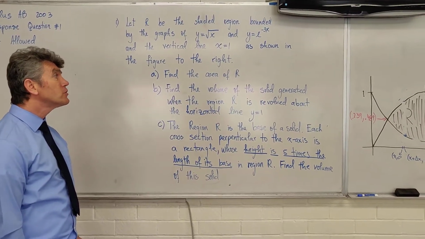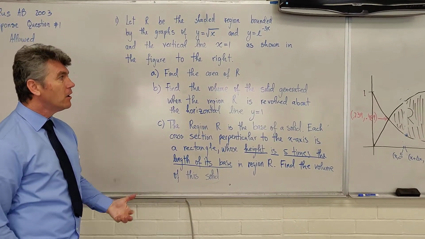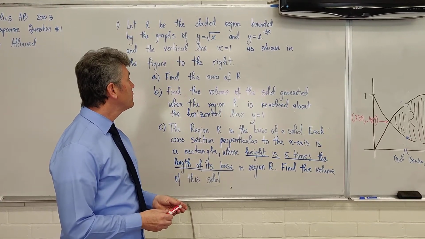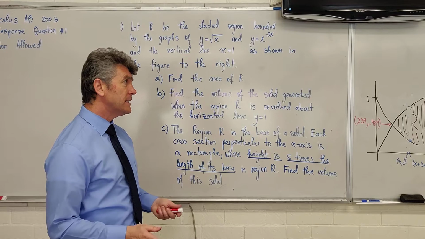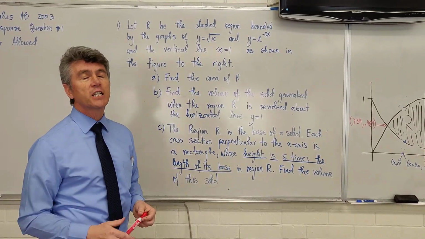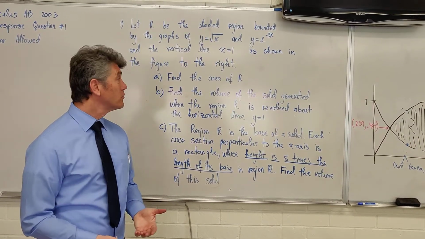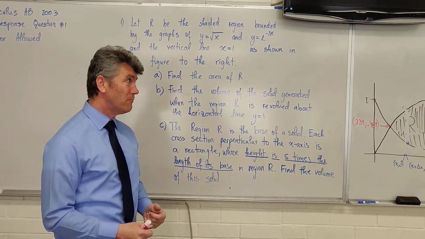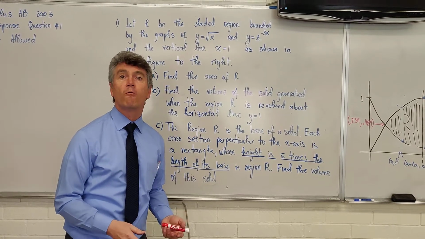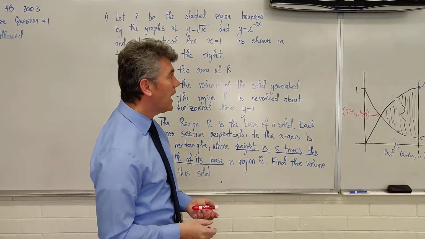Part B, what we want to do is find the volume of the solid generated when R is revolved. When you revolve a region around the horizontal line, what you get is a region that can be cut into sections, and those sections will look like washers. So what are washers? Those are cylinders with a hole in them. So what we're going to have is an inner cylinder and an outer cylinder, and to find the volume of a washer, we find the difference between the volumes of the outer and the inner cylinder.